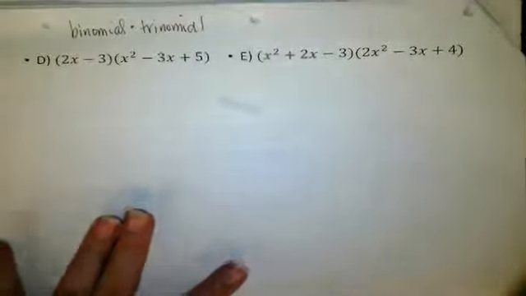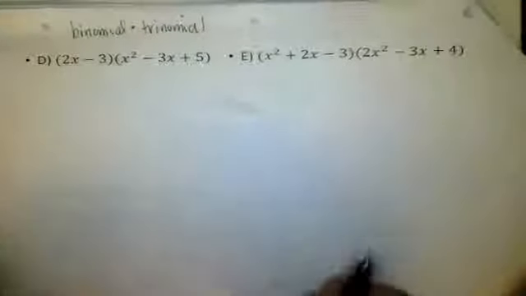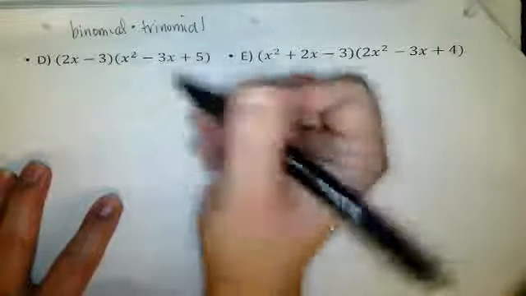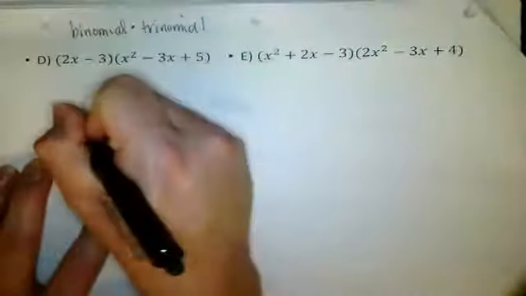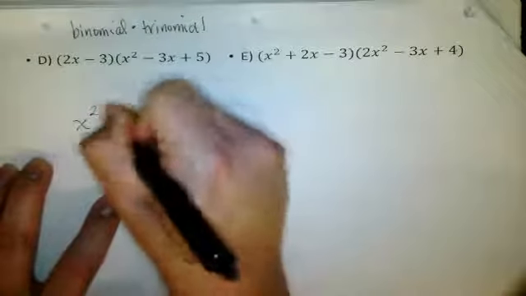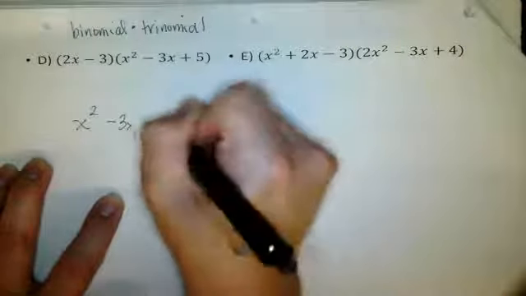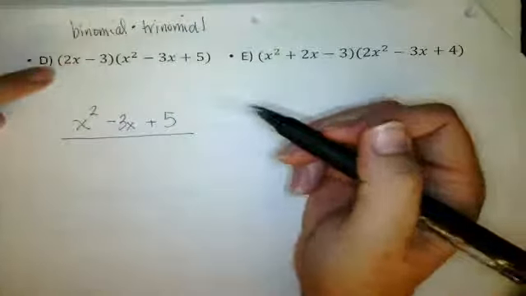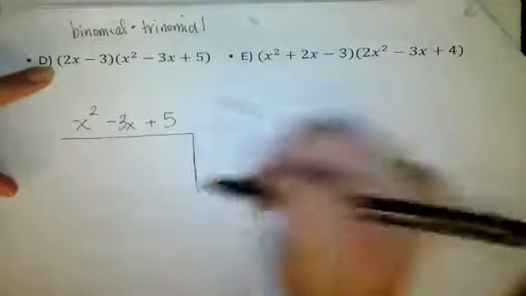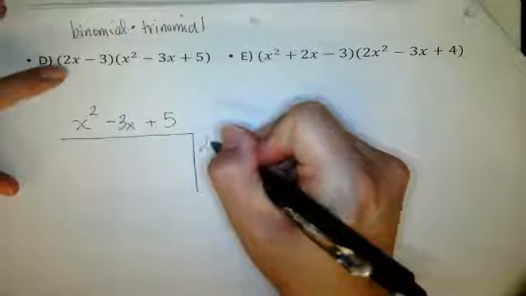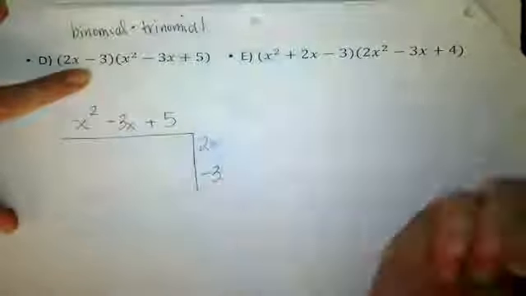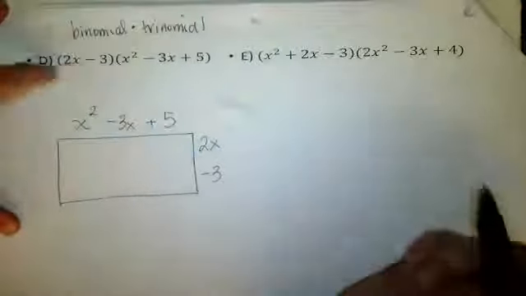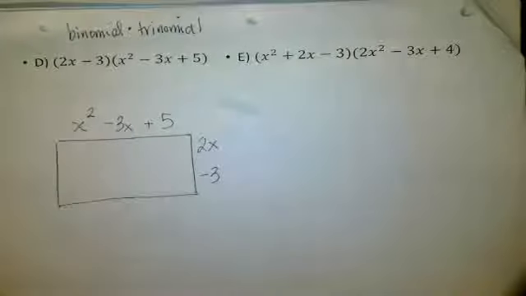So I have another method for these larger quantities called the box method. What I'm going to do is take my trinomial and write it, x squared minus 3x plus 5, along the top of a box. And I'm going to take my binomial and write it along the side of the box. So I have a 2x and I have a negative 3. And so I'm going to create a box. And multiplication is simply finding the area.